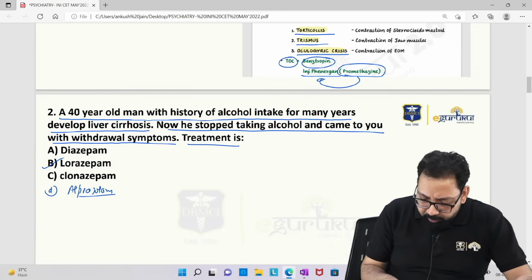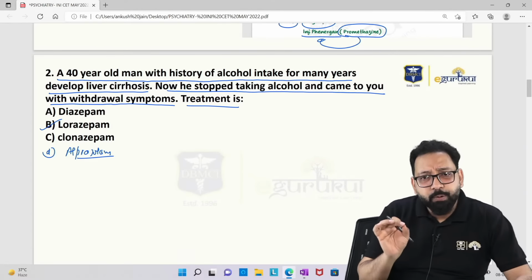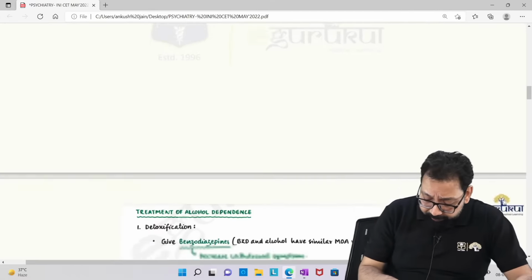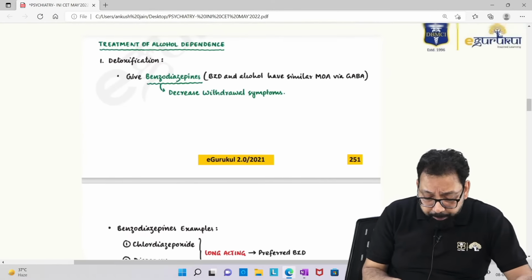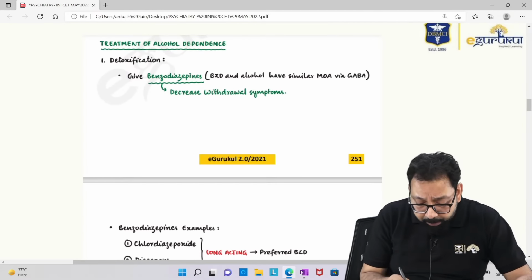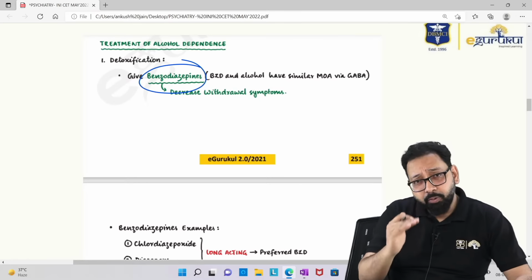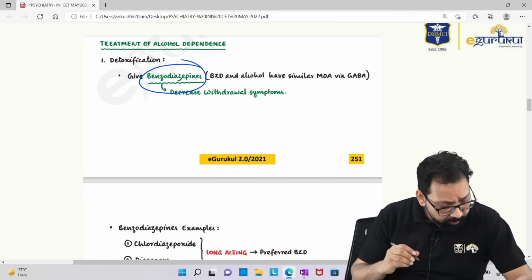You all know that when we do alcohol detoxification, we give benzodiazepine, because benzodiazepine and alcohol act on the same receptor, the GABA receptor.